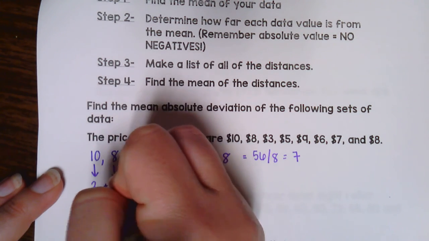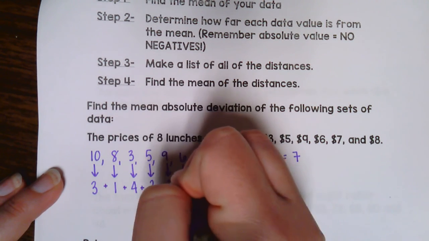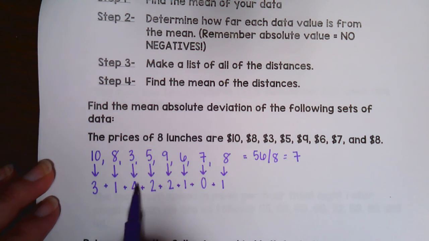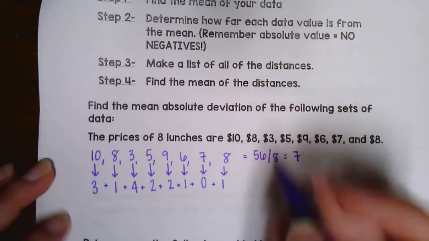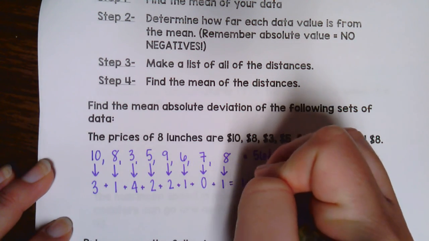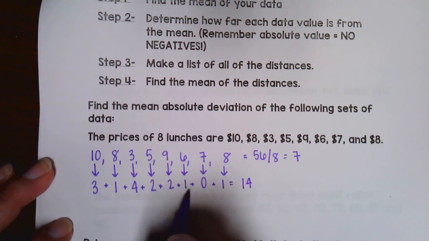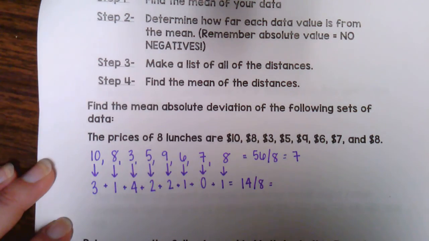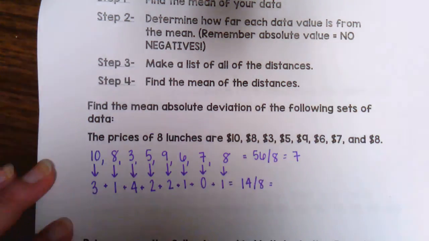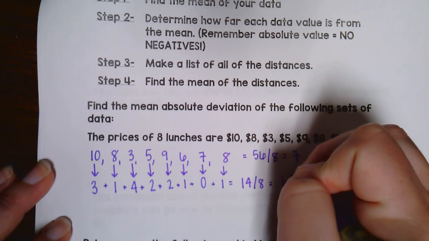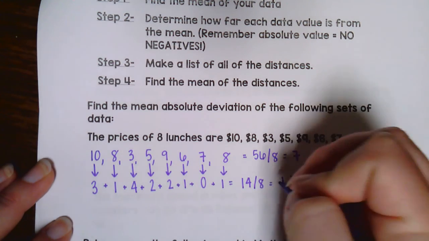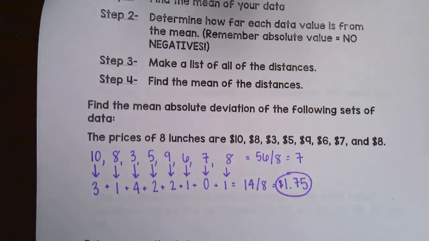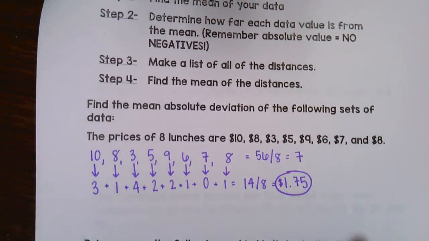So I'm going to start by adding. 3, 4, 8, 9, 10, 11, 12, 13, 14. And then I've got 1, 2, 3, 4, 5, 6, 7, 8 pieces of data, so I'm going to divide by 8. 14 divided by 8 is 1.75. So our mean absolute deviation is $1.75.